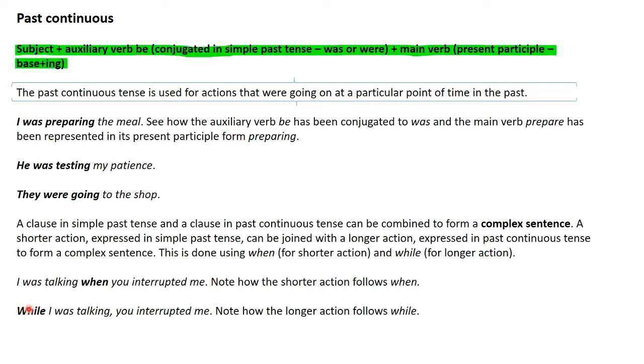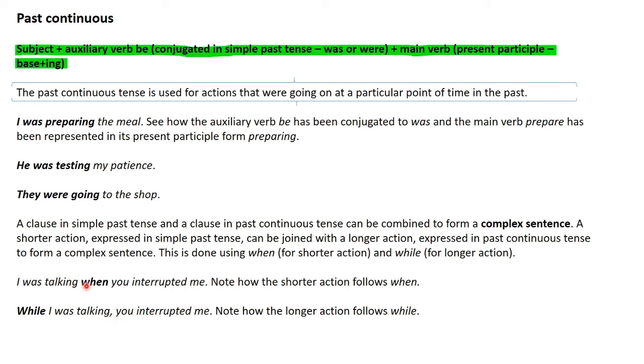In the second example, we have the subordinating conjunction at the beginning of the sentence, which means that I was talking becomes the dependent clause. See how the dependent clause is separated from the independent clause by a comma. This is a standard punctuation rule. When the dependent clause comes first in the sentence, it is separated by a comma from the independent clause. So the sentence becomes, while I was talking, you interrupted me.